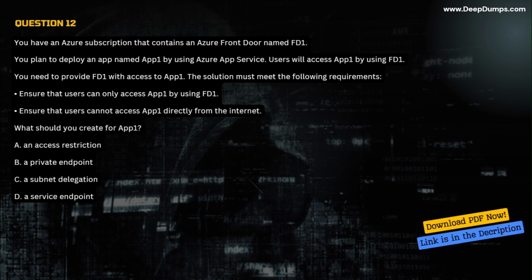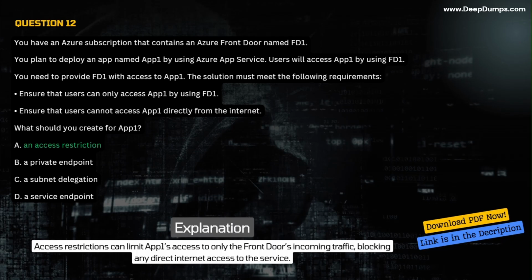A. An access restriction. B. A private endpoint. C. A subnet delegation. D. A service endpoint. Correct answer A. An access restriction. Explanation. Access restrictions can limit App1's access to only the front door's incoming traffic, blocking any direct internet access to the service.